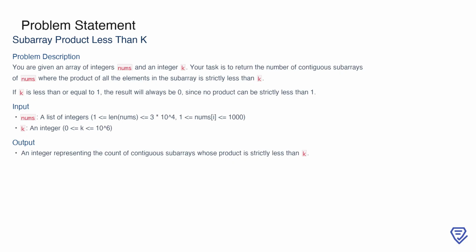In this problem, you're tasked with finding the number of contiguous subarrays within a given array of integers, nums, where the product of all elements in the subarray is strictly less than a given value, k. A key point to note is that if k is less than or equal to 1, the result will always be 0 because no product can be strictly less than 1.